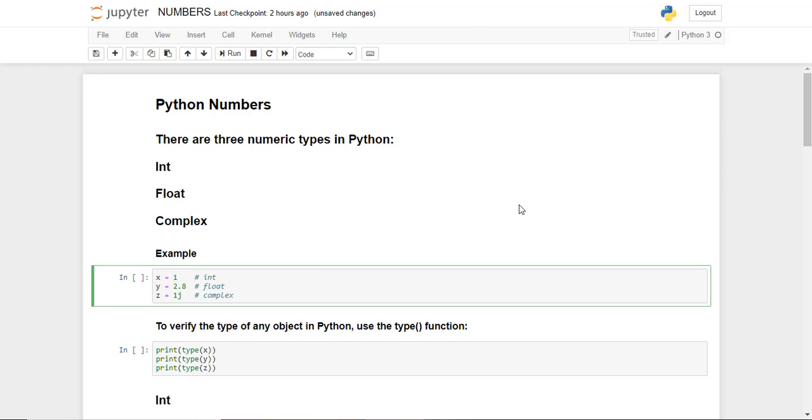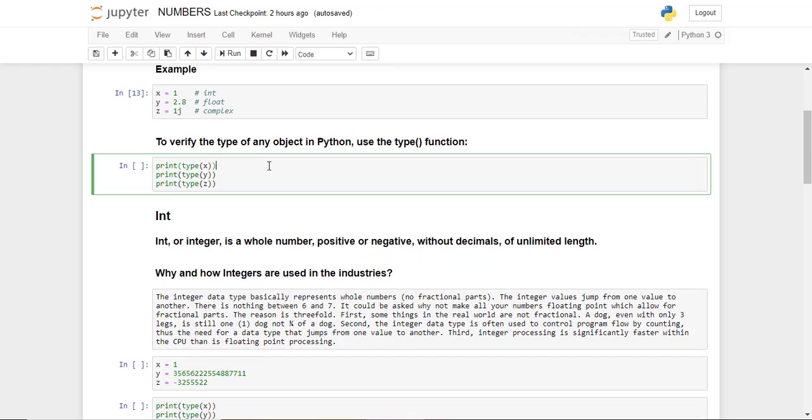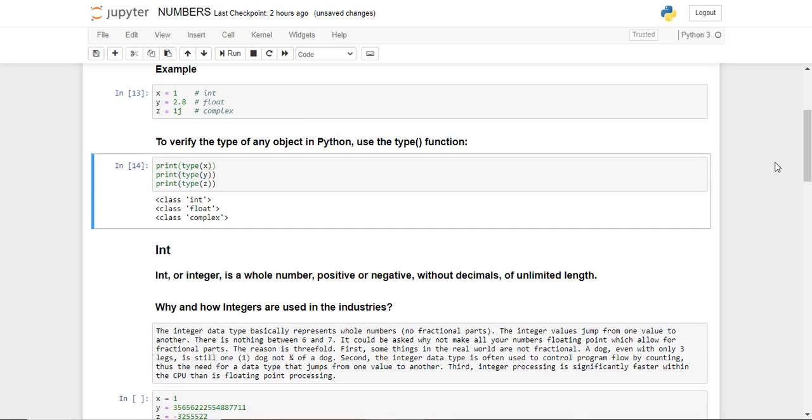So in the first cell we're going to assign variables to one of each kind. And then let's see what Python throws up when we try to type these values. So if we print type of x, y and z, we get these three classes in return.